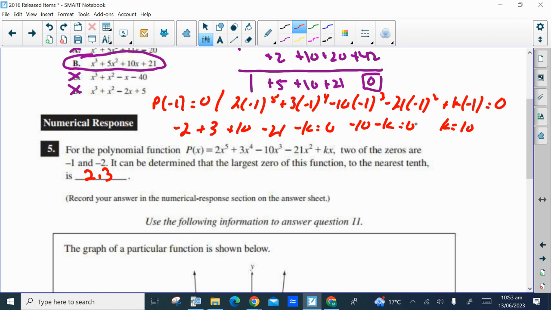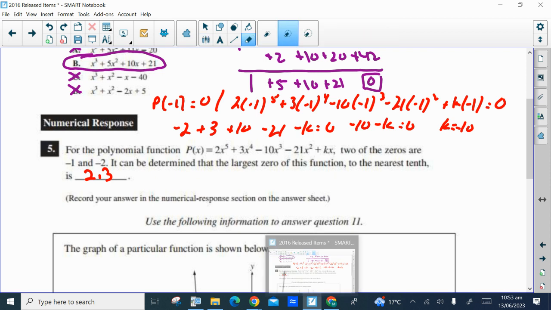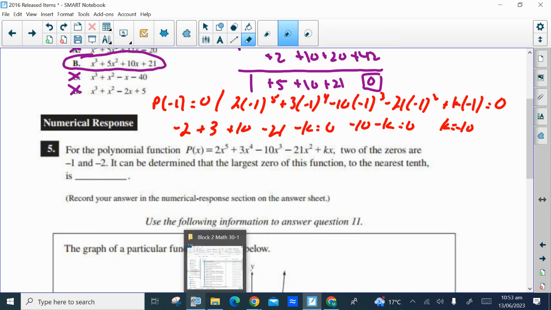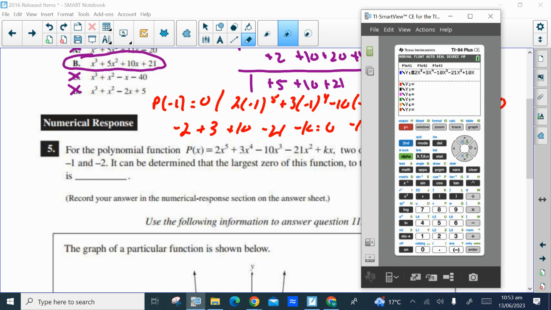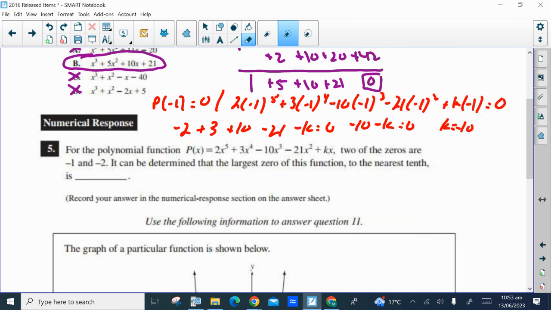Hang on a second. That should have been negative 10, not positive 10. I apologize. I was going to change things a little bit. It should have been negative 10, not positive 10. So we'll go to y equals and change that to negative 10x. And graph it. Second function trace, number 2 for 0. My left boundary would still be at 2. My right boundary would still be at 3. And it's actually 2.5.